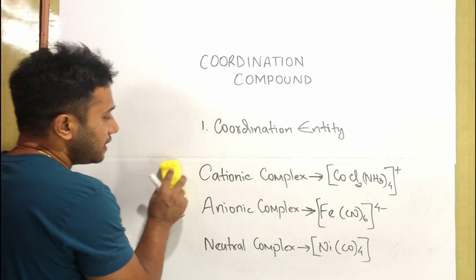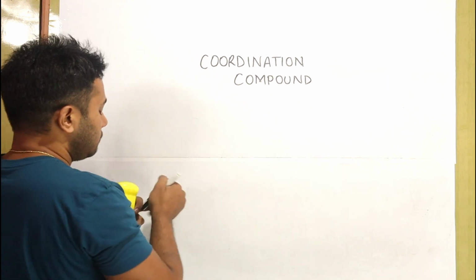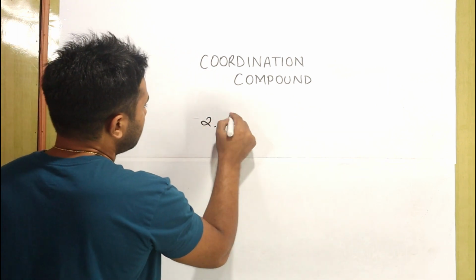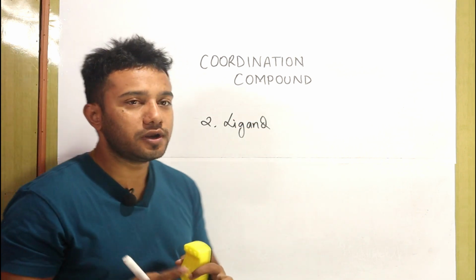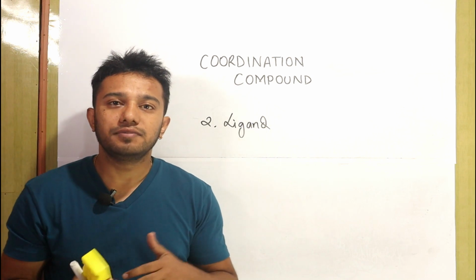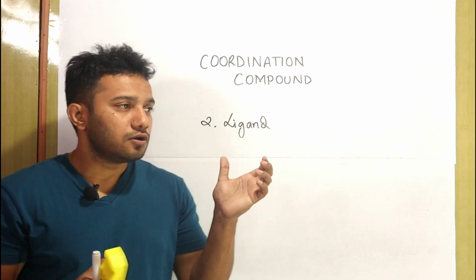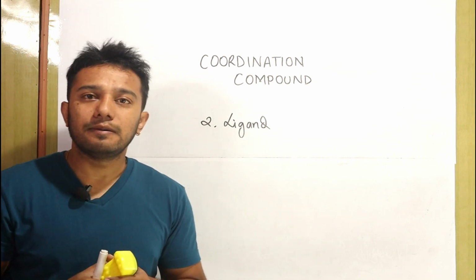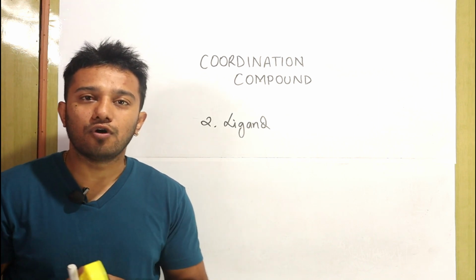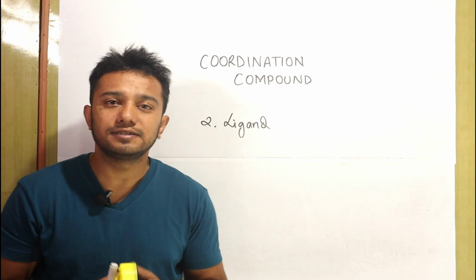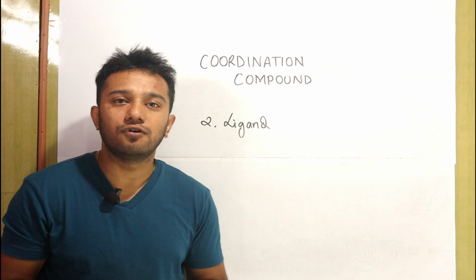And then next we have ligand. So first of all, let us know what actually a ligand is. Ligands can be atoms, ions, or molecules which can make a coordination bond with the metal ion. Those atoms, ions, or molecules which make a coordination bond with the metal ions are known as ligands. So ligands can be positive, negative, or neutral.